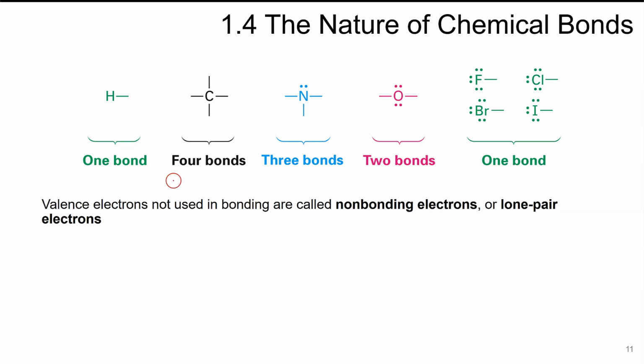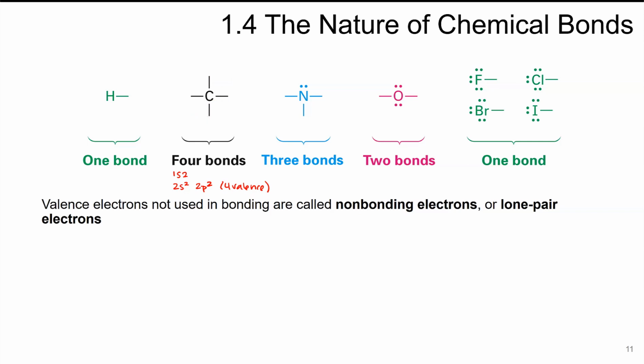So for carbon, it has 1s2, 2s2, 2p2. This first shell is already full. There's no electrons available for bonding here, but with 2s2 and 2p2, these have 4 valence electrons still available for bonding. 4 valence, and each of those is available for bonding, and that's how we can remember how many there are.